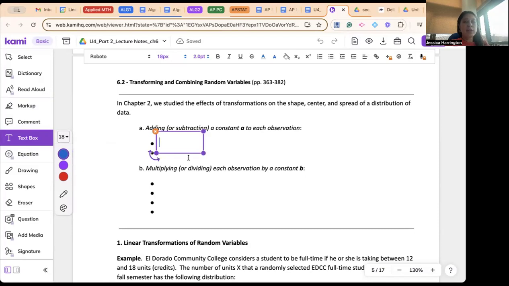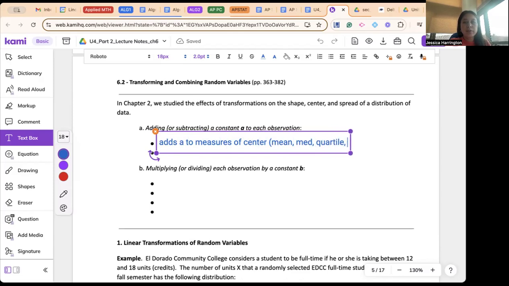So if you add or subtract a constant to each observation. This is like when we were back in the first or second unit, talking about if you add or subtract or multiply or divide numbers, how does it impact the mean and the standard deviation? So these are the same rules from then, right? If you add or subtract a constant a to each observation, it adds a to measures of center. That would be like your mean, your median, your quartiles, your percentiles.